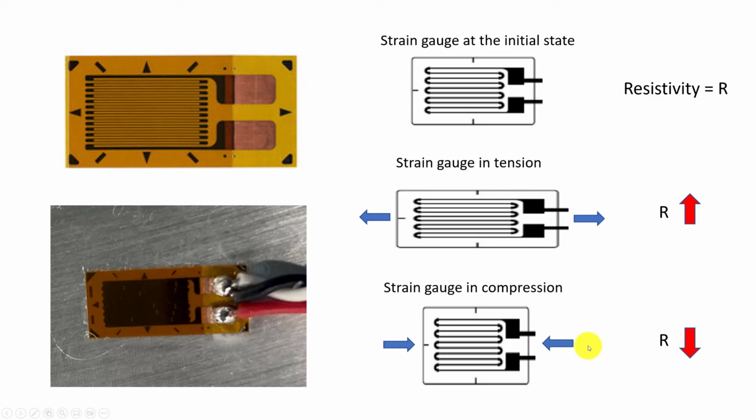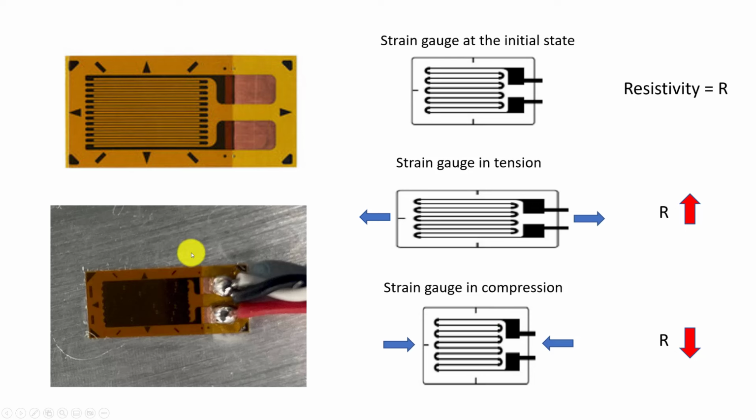Now, likewise, if I come in here and compress this, it's going to get shorter and the diameters of these are going to get bigger. That means it's going to be easier to get more current through there, so my resistance is going down. You need to know this relationship over here.